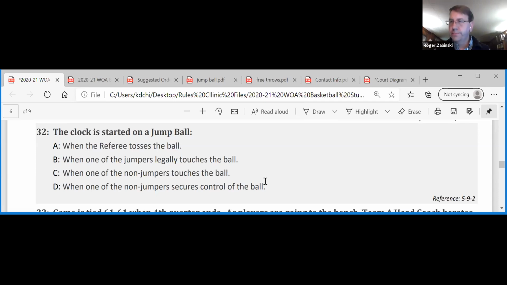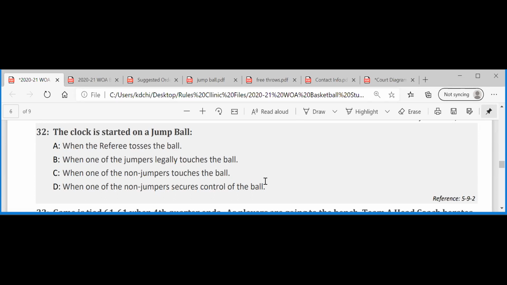I say B. No, it should be A. That's what it says. When does the ball become live? When it's legally touched. No, sorry, I'm not sure. D. When it's legally touched by a player. Yeah, when it's touched by a player.